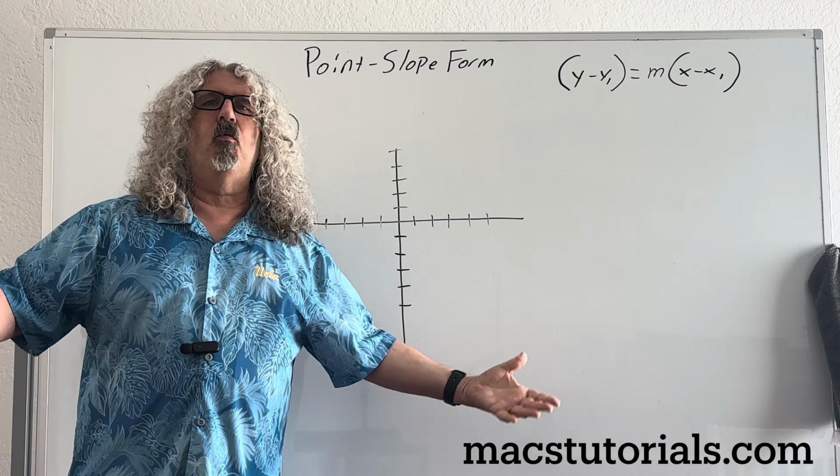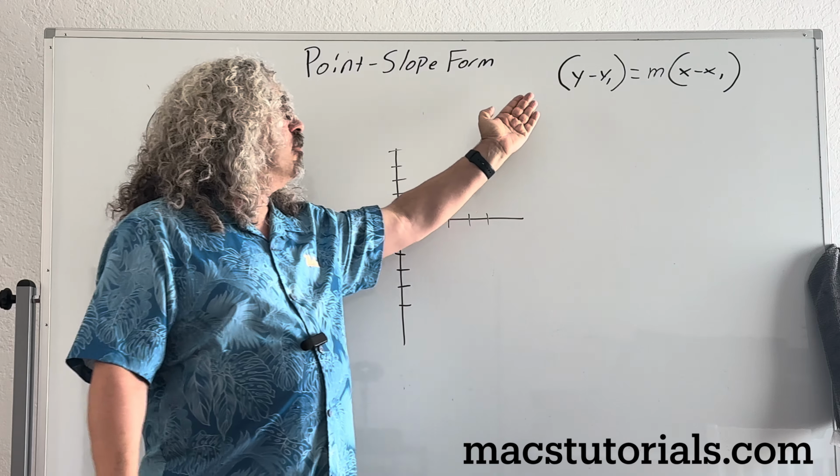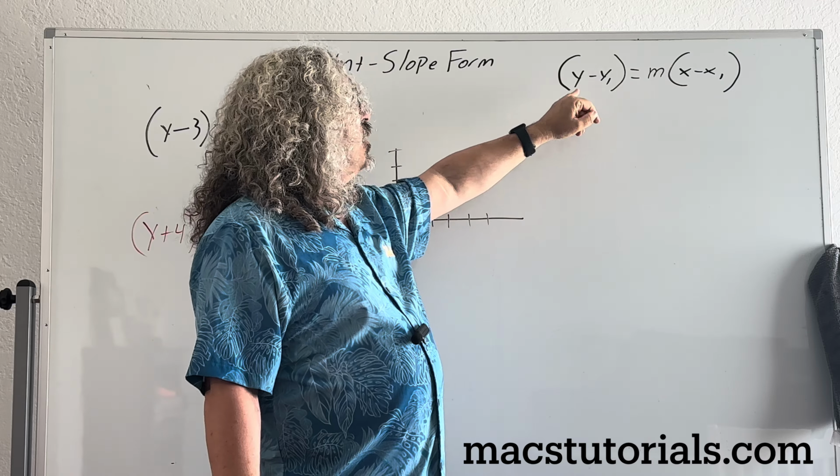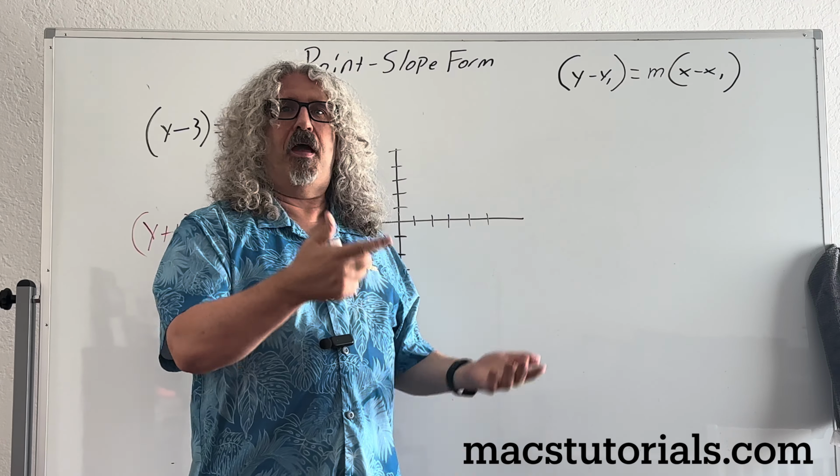But what if you don't know the y-intercept? What are you going to do? Well, now you can use the point-slope form. And the point-slope form is right here. Basically, it's called point-slope because all you need is one point and the slope.